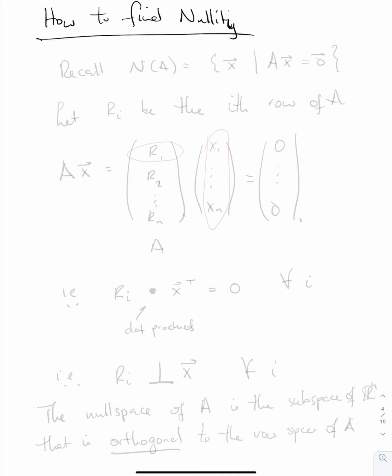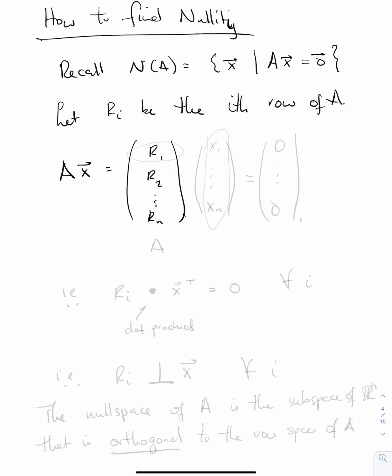Okay, recall what the null space is. It's all the vectors x so that A times that vector is equal to the 0 vector. And so just for notation's sake, let Ri be the ith row of A. All right, so what exactly is A times x? Well, you've got the first row, the second row, all the way down to the nth row. This is A. And then x is just like so, and we're claiming that this is the 0 vector.